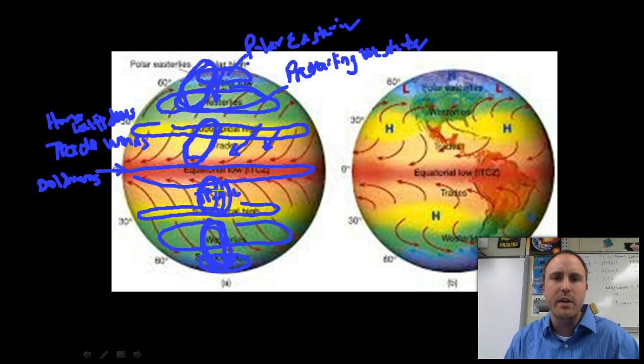We start to see that we have convection currents, but we call them global convection currents. So understand that the Earth is always heating, cooling, and falling back down in terms of air movement, which causes our global winds.